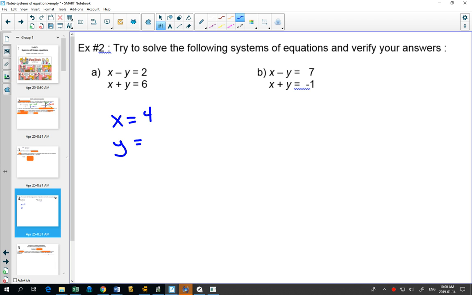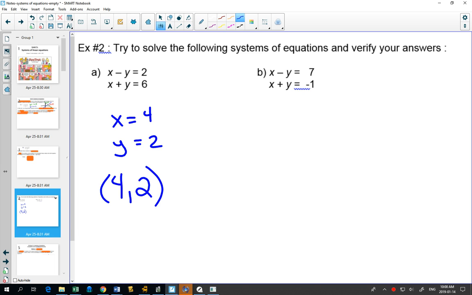All right, for the first one, be able to get 4 and 2. And so we would write that solution as a coordinate 4, 2. Your x coordinate goes first, your y coordinate goes second. Okay? You could verify it. Is 4 plus 2 6? Yes. Is 4 minus 2 2? Yes.